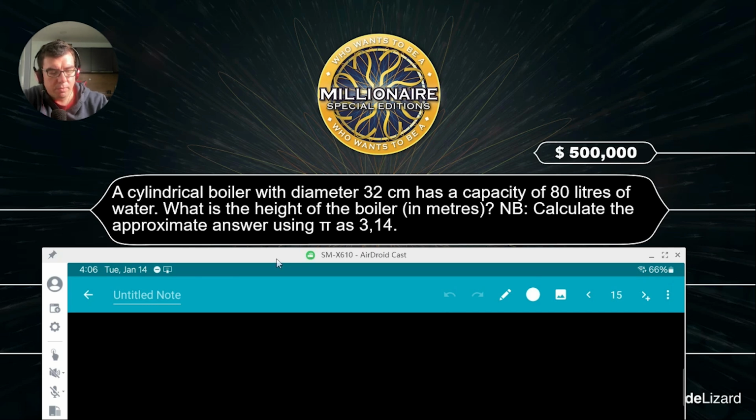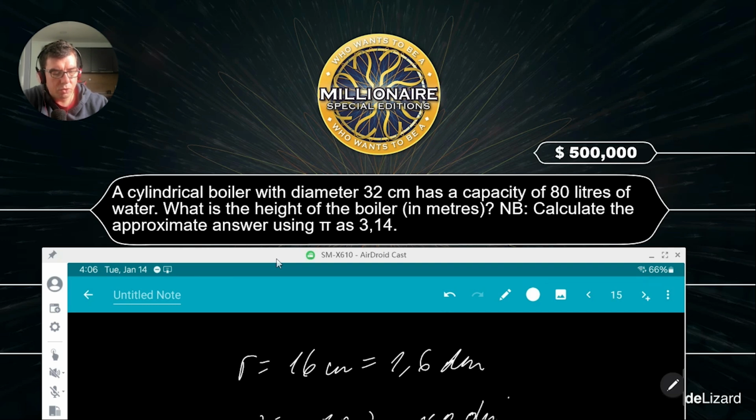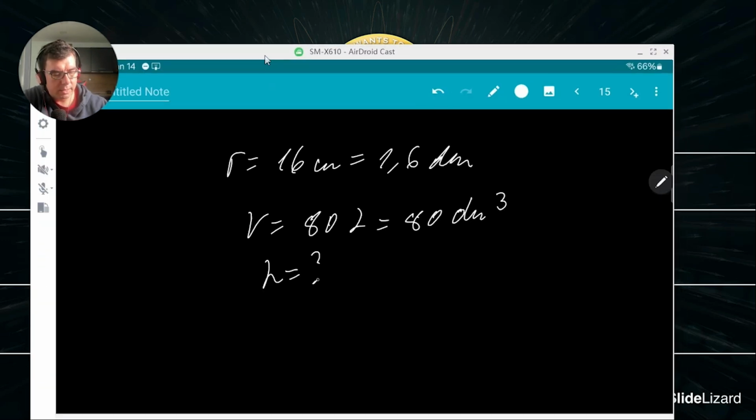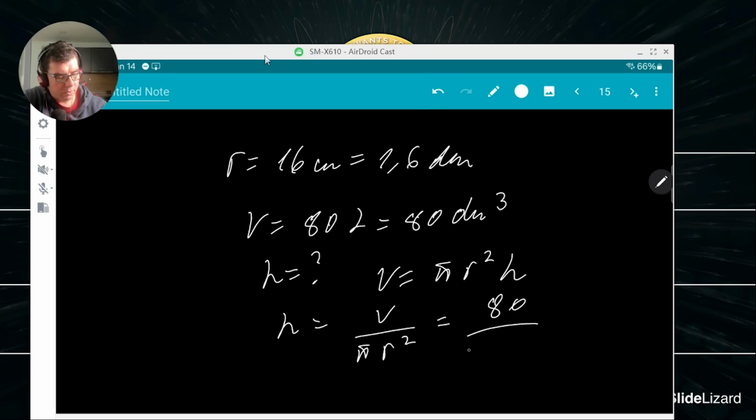So the radius is 16 centimeters, 1.6 decimeters. The volume is 80 liters or 80 decimeters cubed, and we're looking for the height. What is the height? So volume equals pi r square h, so h equals the volume over pi r squared. So this is 80 over 3.14 times 1.6 to the power of 2, which is 2.56. And now we need to calculate.